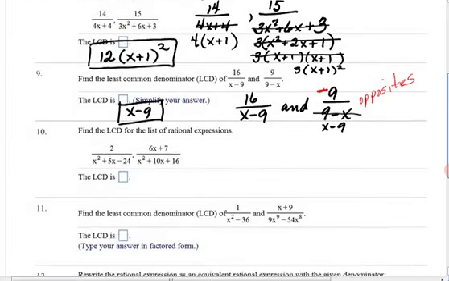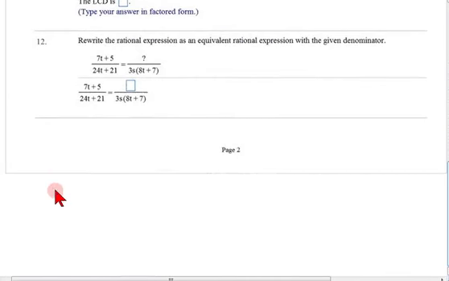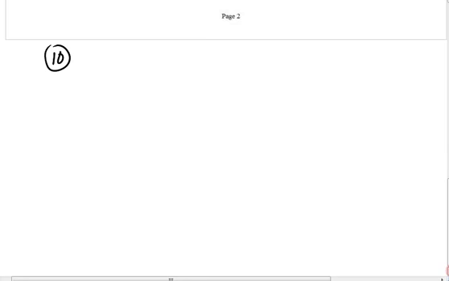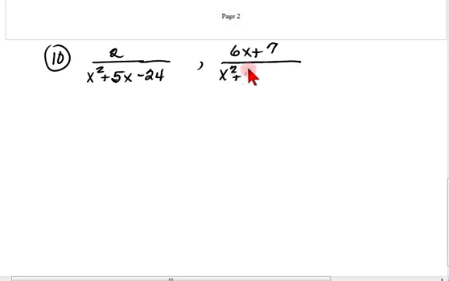All right, problem number 10. I think I'm going to go down here where I've got more room. Let's look at 10. I start out with 2 over x squared plus 5x minus 24. And my other fraction is 6x plus 7 over x squared plus 10x plus 16. If I'm going to find the common denominator of those two fractions, what will I have to do with each denominator? I have to factor it. Trial and error for both of them.